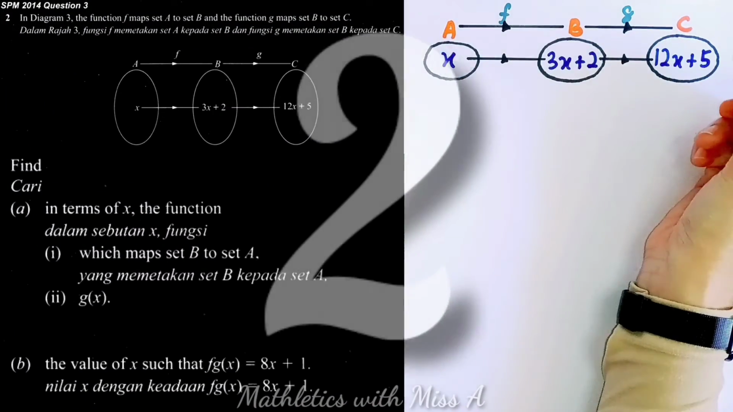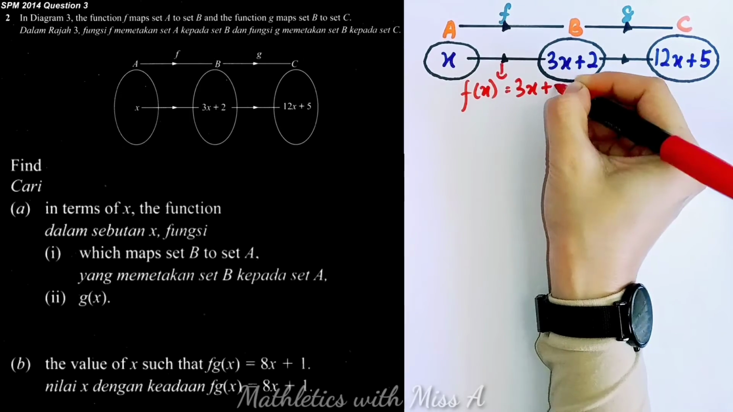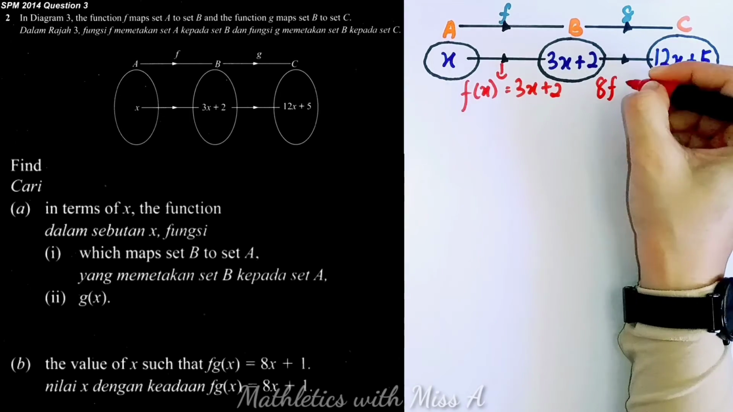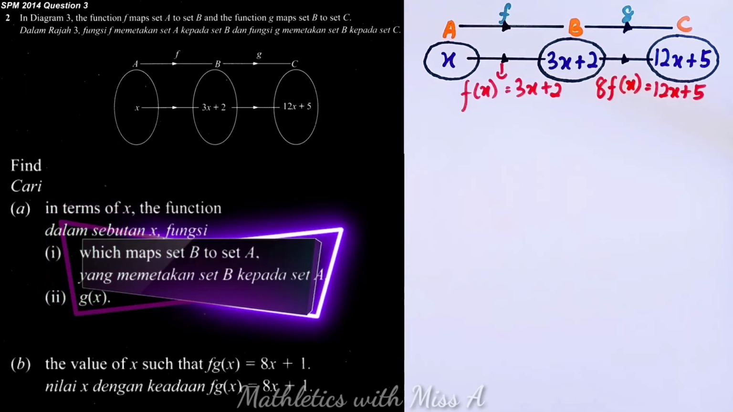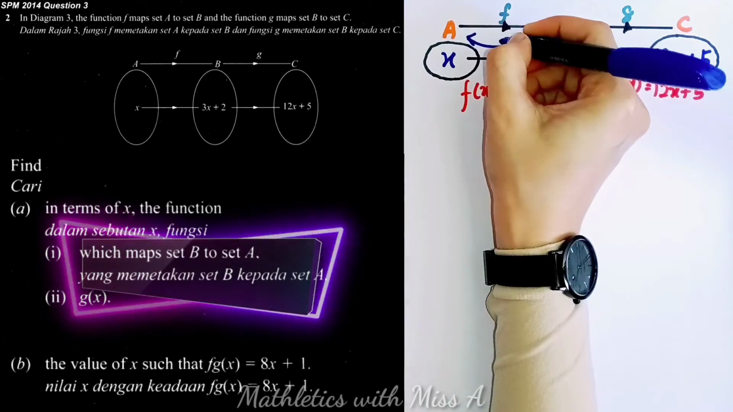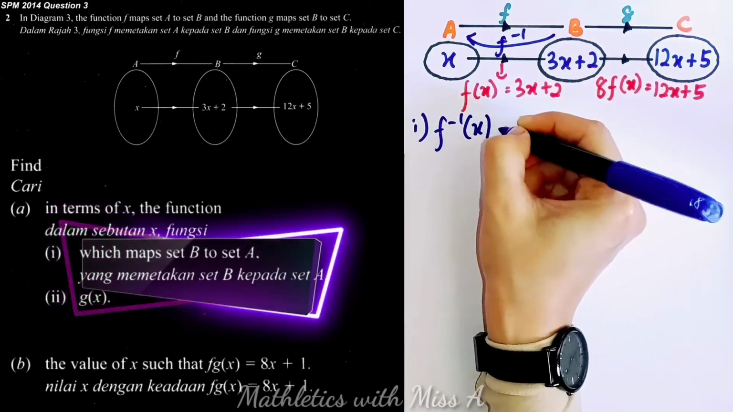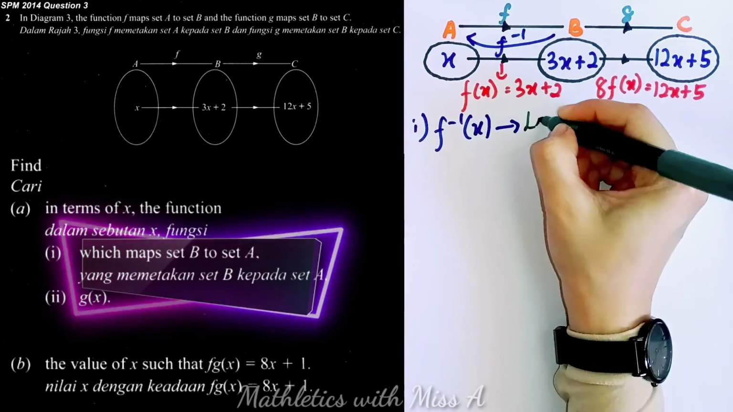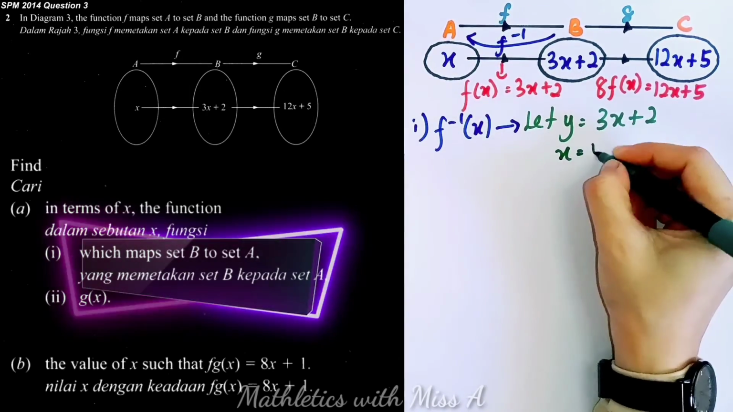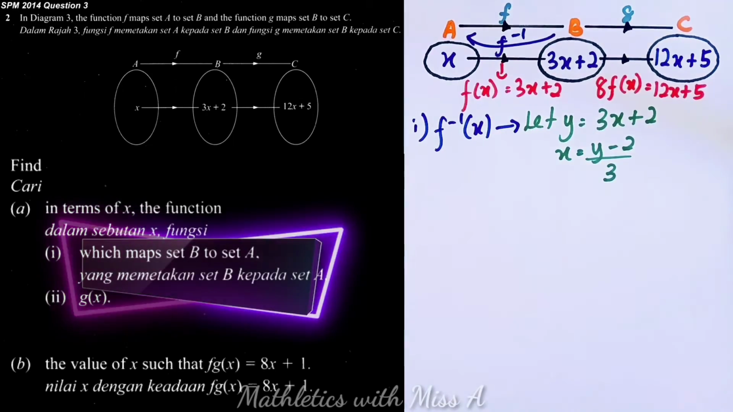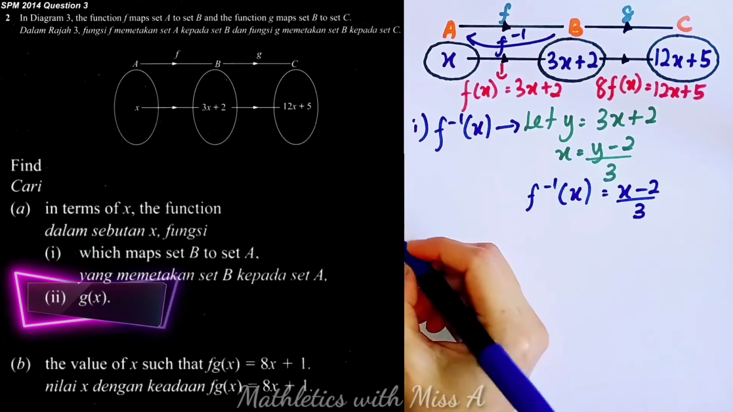Soalan 2, set A kepada set B ialah f(x) equals to 3x plus 2. So B kepada C, gf(x) equals to 12x plus 5. So A1, fungsi yang memetakan B kepada A ialah f inverse. So f inverse x dengan menggunakan let y equals to 3x plus 2. So x equals to y minus 2 over 3. So masukkan nilai x. So f inverse x equals to x minus 2 over 3.